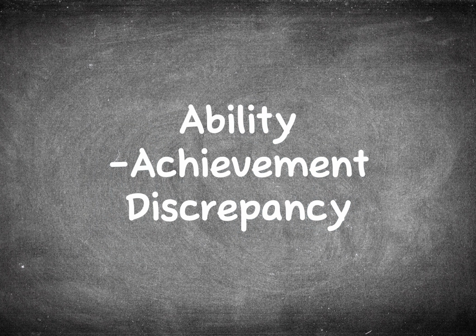Ability achievement discrepancy is a term used in the field of education and psychology to describe a situation where an individual's abilities or potential, as measured by ability tests, do not match their actual performance or achievement in a particular area. This discrepancy can have significant implications for the individual's education, personal development, and well-being, and it is often the focus of assessment and intervention.